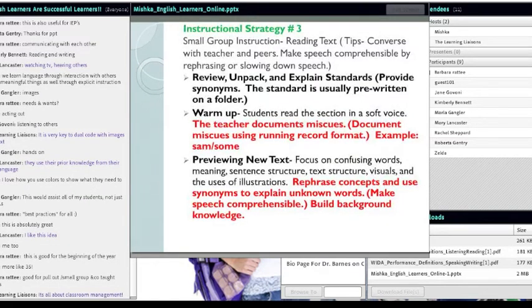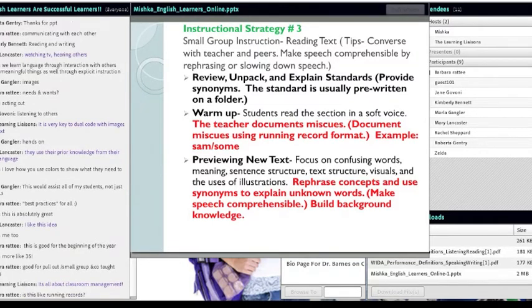Okay, so when conducting small group instruction, here are some strategies to help you conduct learning groups. So the first thing you have to do is select booklets that you're going to read. You're going to read text, and you're going to have to allow the students to converse with each other, and you're going to have to make speech comprehensible by rephrasing and slowing. Yes, exactly. Slowing your speech down.